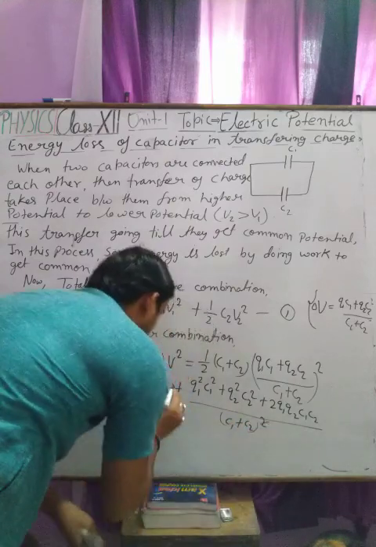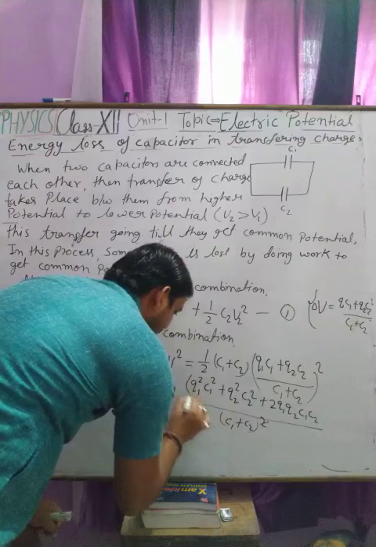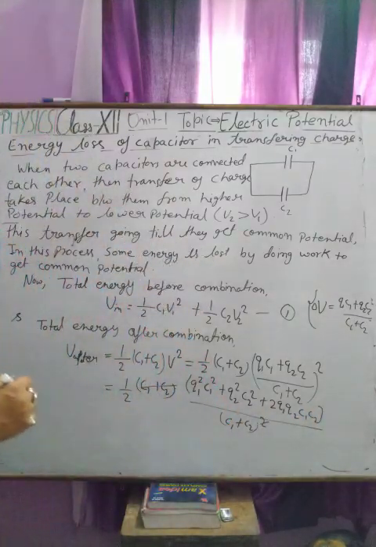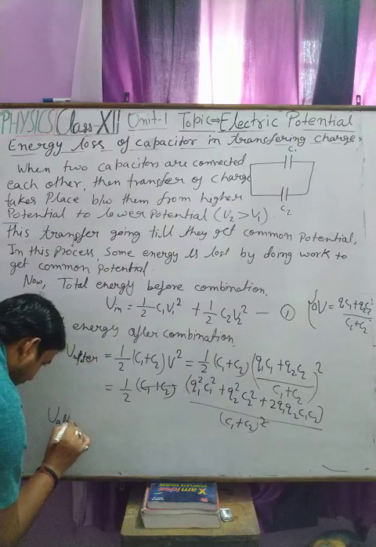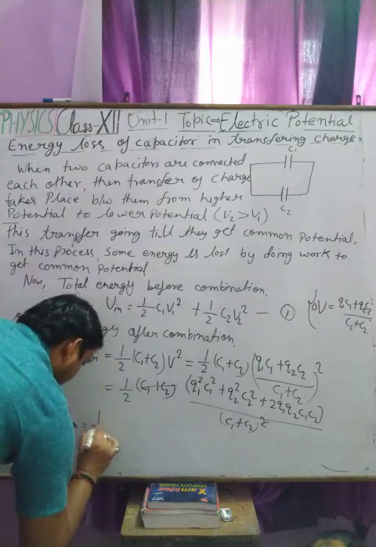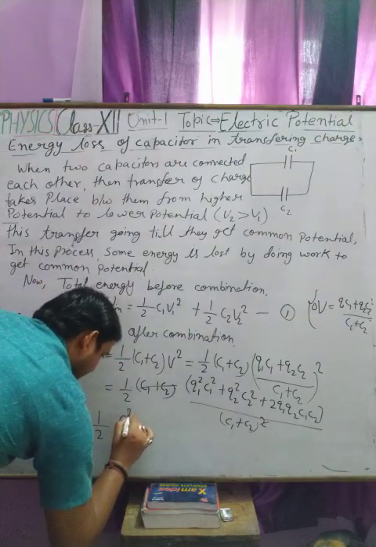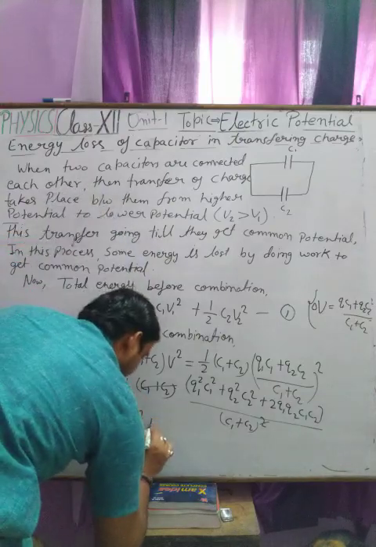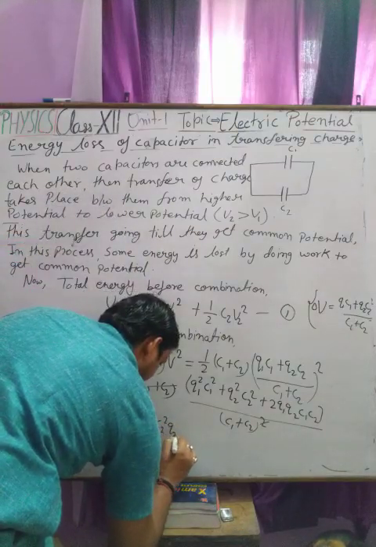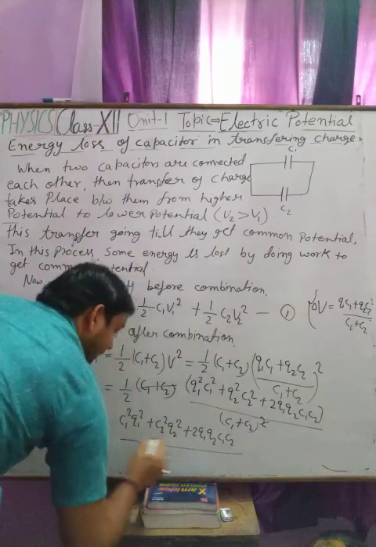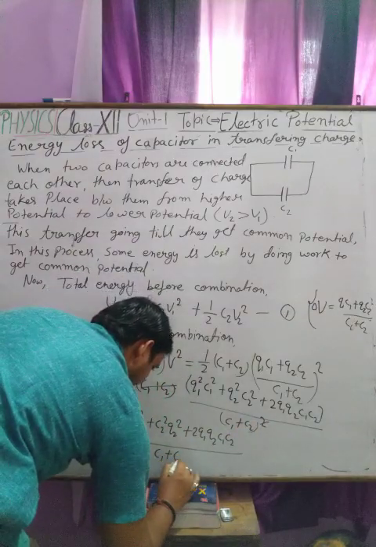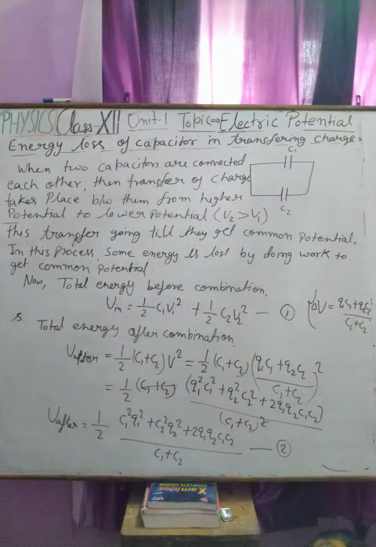Now this square is cancelled by the numerator. We get energy after combination is half C1 square V1 square plus C2 square V2 square plus 2 C1 C2 V1 V2 upon C1 plus C2. This is equation second. So student, first copy this equation second.